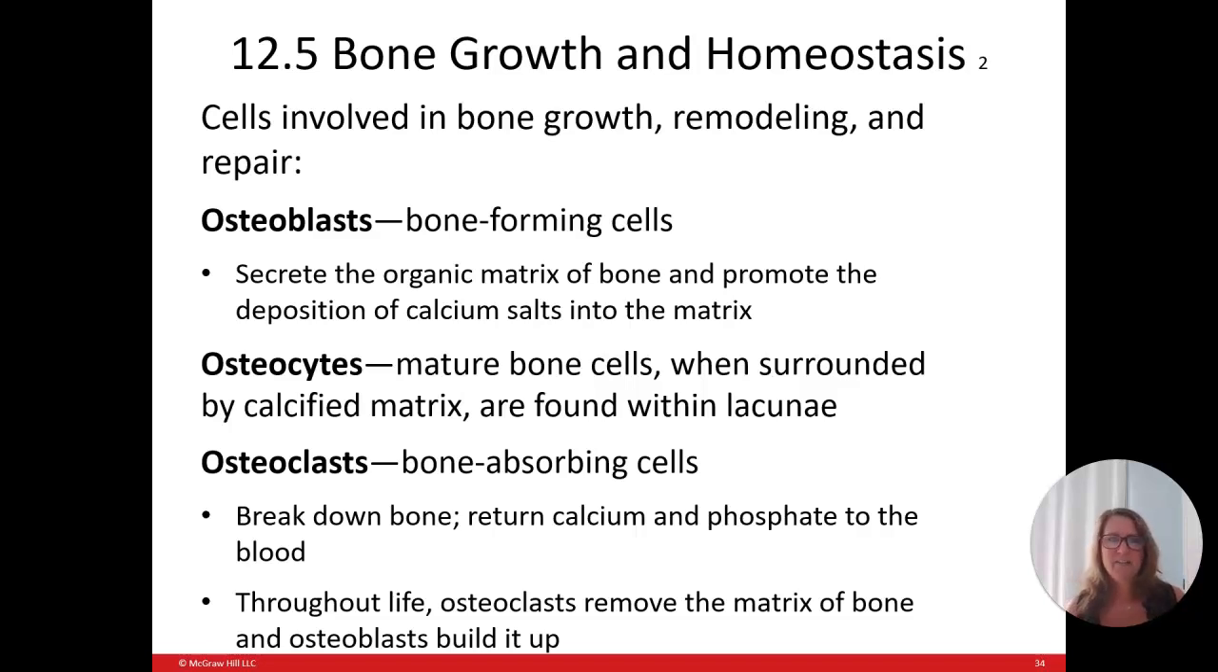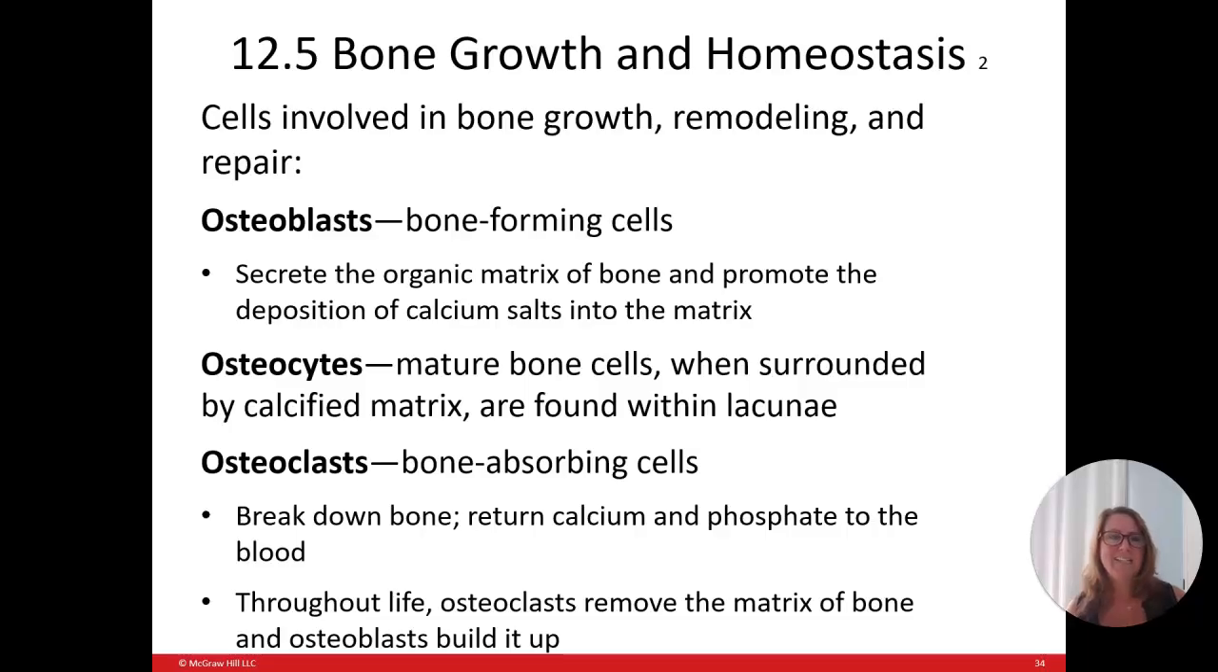Osteoclasts. Now, when I think of clast, I think breaking down, I think destruction. So catastrophe or chaos. So an osteoclast is a bone-absorbing cell. What the osteoclast is doing is breaking down our bone so that we can release that calcium and phosphate into the blood. Now, we need calcium for muscle contraction. It's super, super important. We need phosphate. Oh yeah, ATP, adenosine triphosphate. There are a lot of important things we need phosphate for.